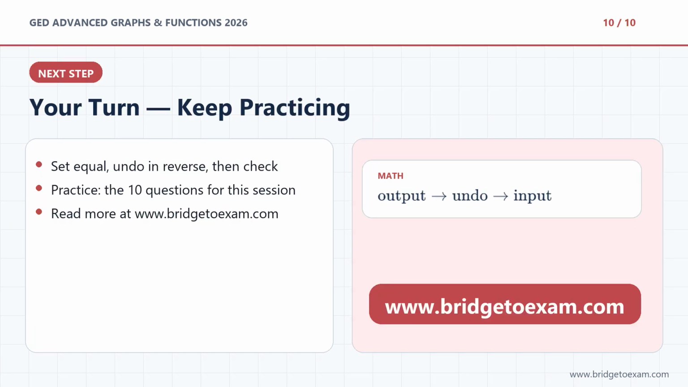Wonderful work today. You can now work backward from an output to find the input with a graph, a table, or algebra. Your mastery check is the 10 practice questions for this session. For each one, set the rule equal to the output, undo and reverse, and check.